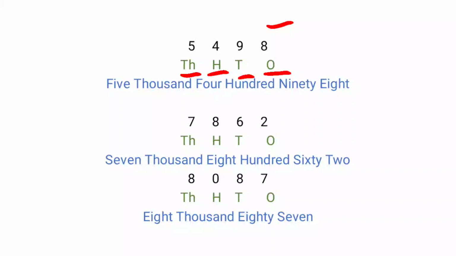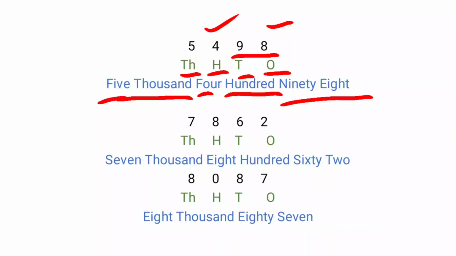On thousands place we have the number 5, so we will write 5 and its place, 5000. Hundreds place we have seen similarly in 3 digit numbers, so we have 4, so we will write 4 and its place, 100. The last two digits, the ones and tens place, will be combined. 98 in combined form will be written as 98, so the whole number will be 5498.